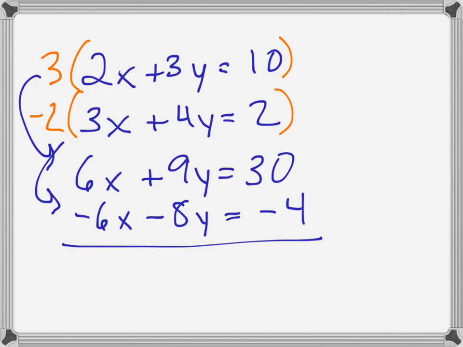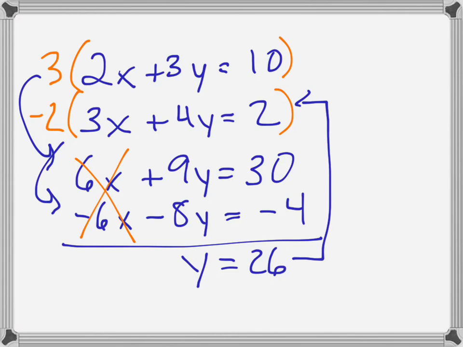Then adding, 6x minus 6x cancels, and 9y minus 8y is y. 30 minus 4 is 26. Now I know the value of y, and I can substitute that back into either of the original equations to solve for x. I would have 3x plus 4 times 26 equals 2, and then you could go from there and solve for x. Again, that point would also be the intersection of those two lines.